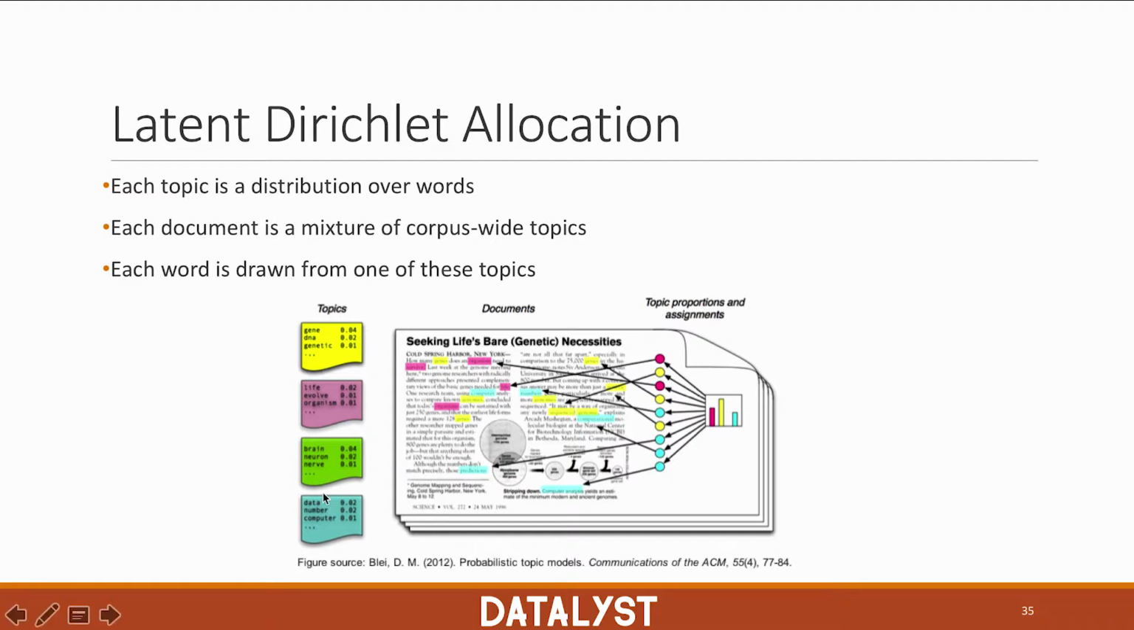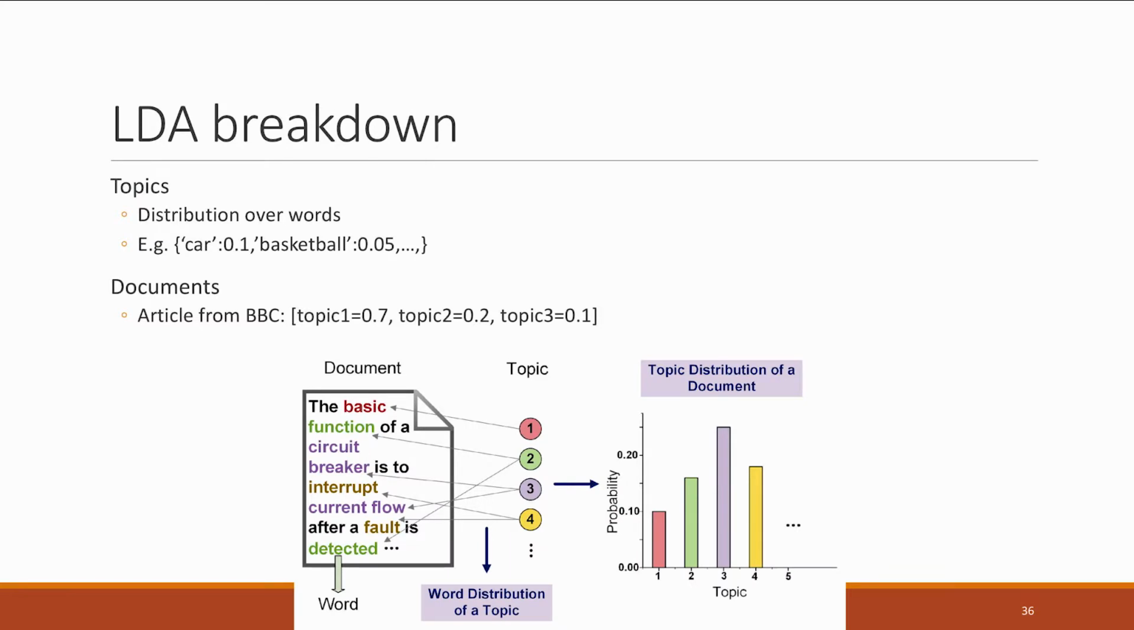So we have these topics that define distributions over words, and then each document belongs in different proportions to these topics, and the words are generated from those topics. Let me break this down a little bit. To repeat again, topics are distributions over words. So what this means is that we have every possible word in our corpus, let's say car, basketball, a circuit breaker, whatever. And for each topic, each word is assigned a probability. So some words are going to be more likely for some topics rather than other topics.